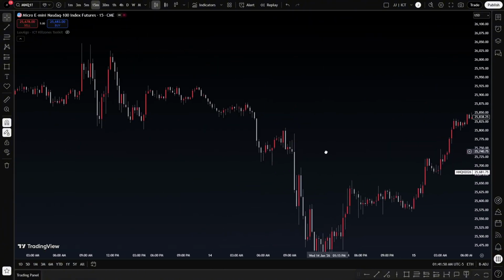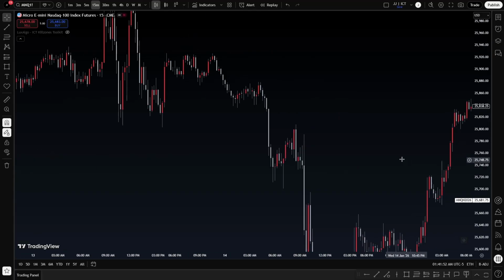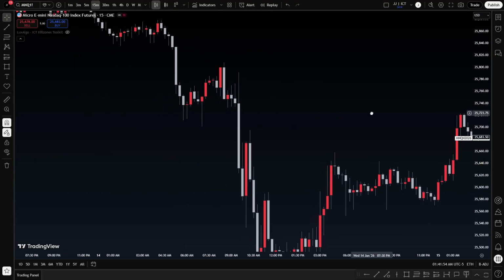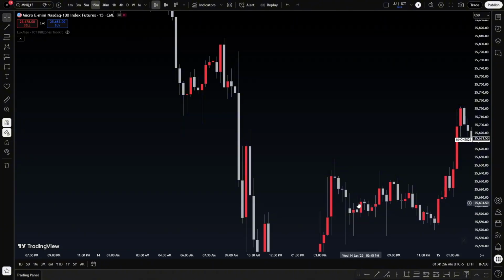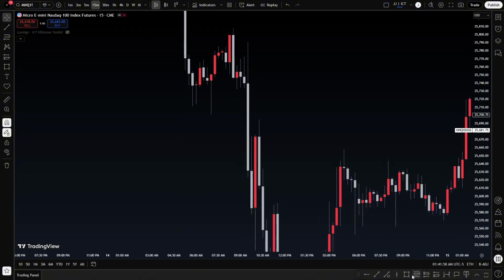I think I have a couple examples here on the 15-minute. This price action has been so ugly that you can barely find any of these setups. But anyway, I did find one here earlier.